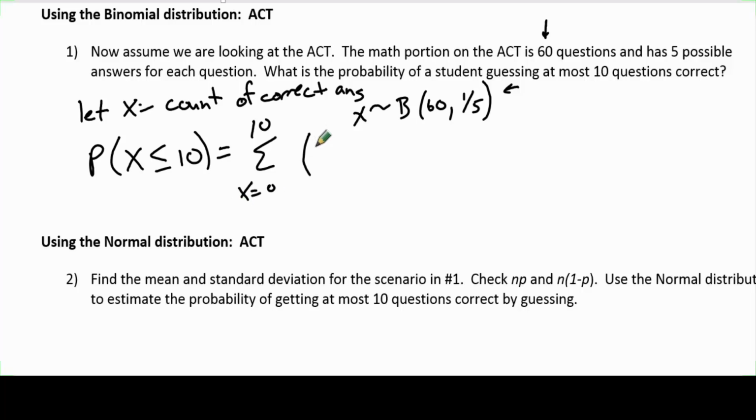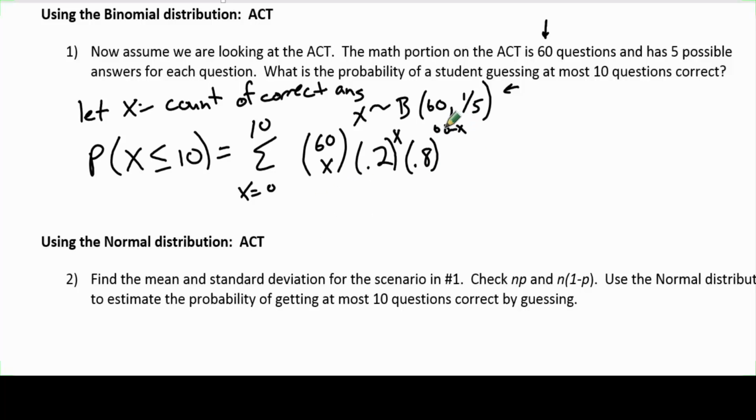Well, we have n choose x, right? We have 60 different things, and we're choosing numbers from 0 to 10 out of that. So 60 choose x. And then how many successes are we going to have? The success probability is 1 out of 5, or 0.2. And how many of those are we going to have? We're going to have x successes. And our failure happens 80% of the time. And how many failures are we going to have? If we have 0 successes, that doesn't mean 10 failures. That means 60 failures. So we have 60 minus x.